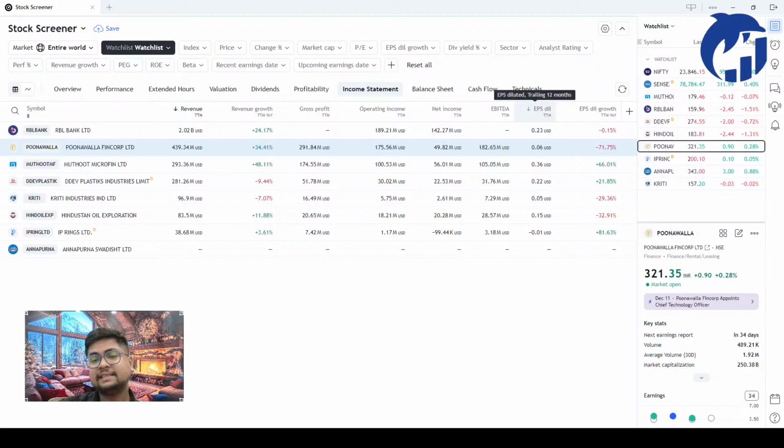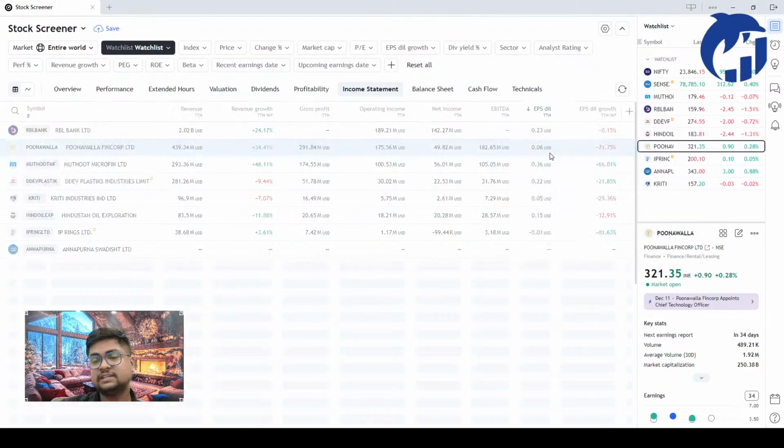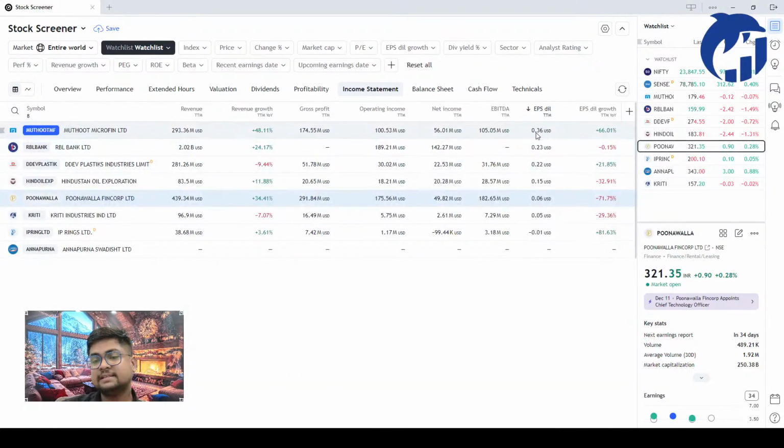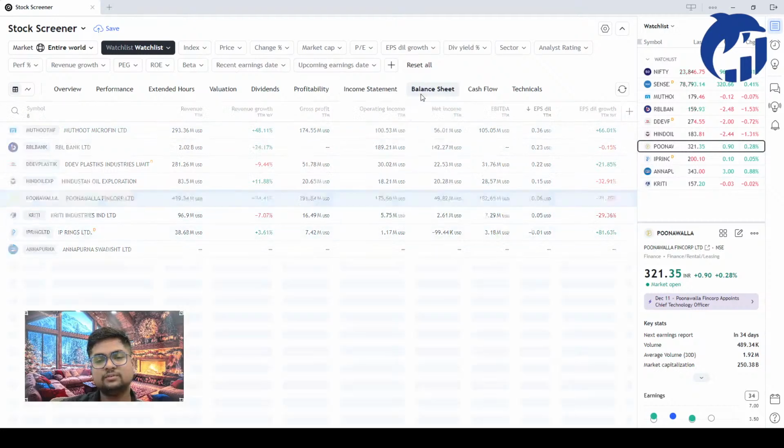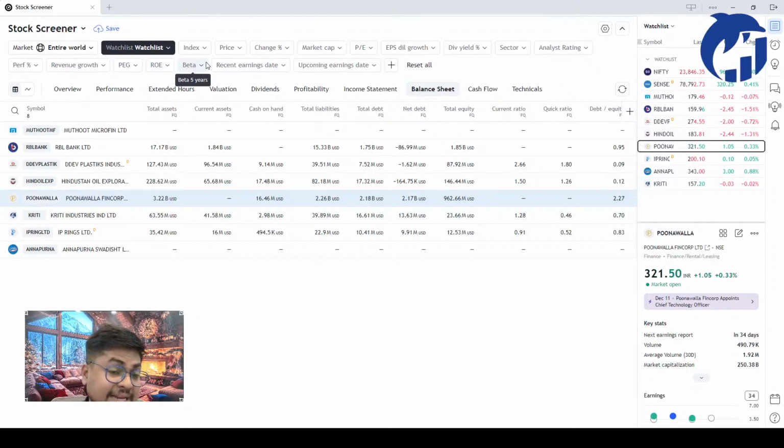If we look at the EPS, just arrange it in descending order. Muthoot Microfin Limited has the highest EPS, diluted for the last trailing 12 months, at 0.36, and the lowest EPS is of IP Ring at 0.01 USD. Just have a look at its balance sheet.